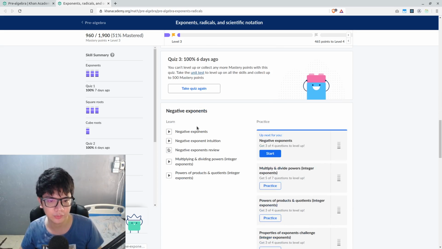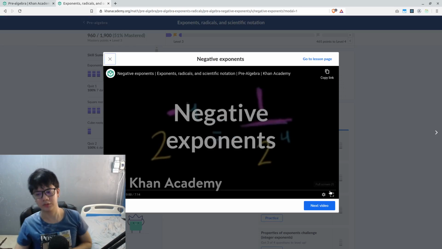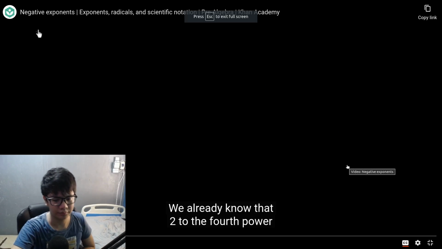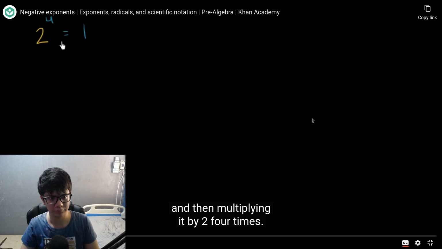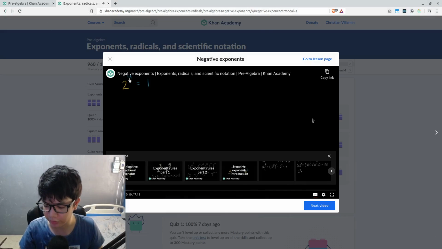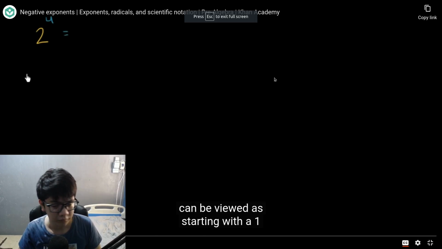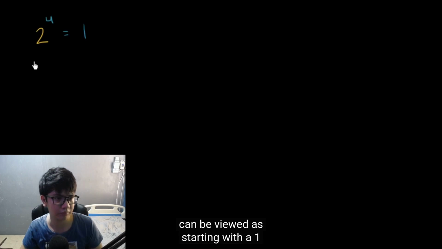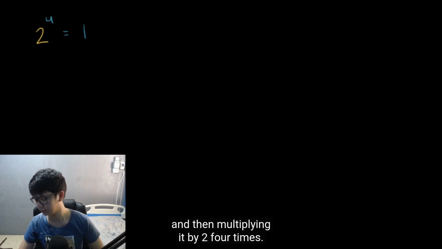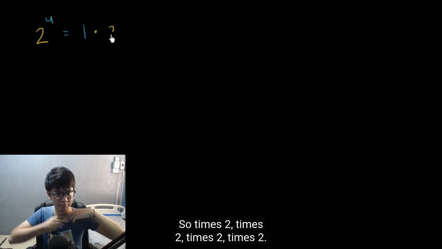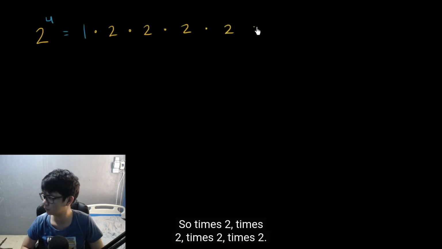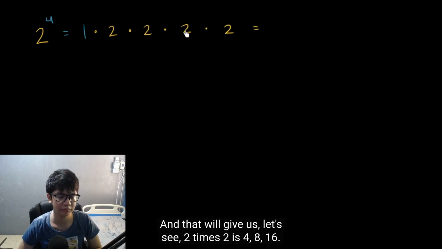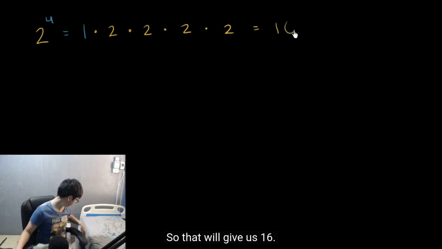Okay. Negative exponents. We already know that 2 to the 4th power can be viewed as starting with a 1 and then multiplying it by 2 4 times. So let me do that. So times 2 times 2 times 2 times 2, and that will give us, let's see, 2 times 2 is 4, 8, 16. So that will give us 16.